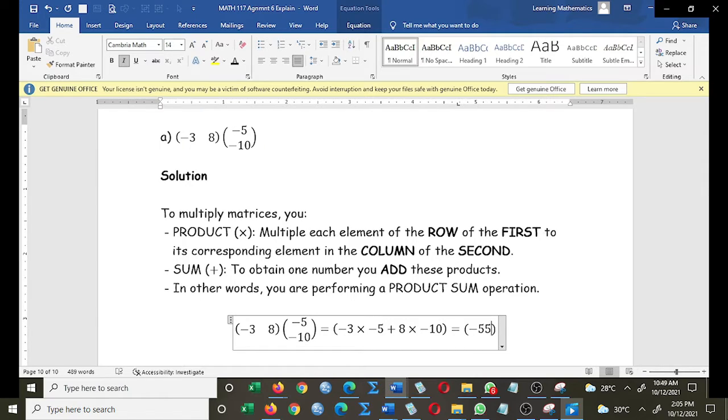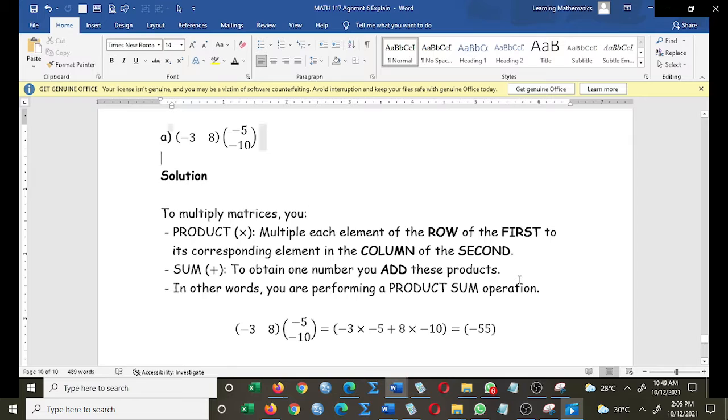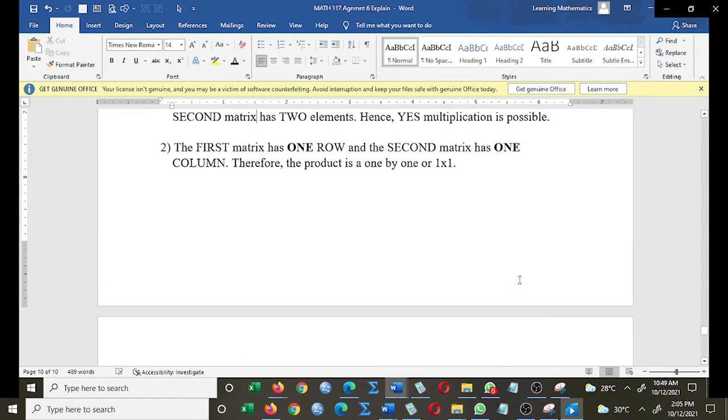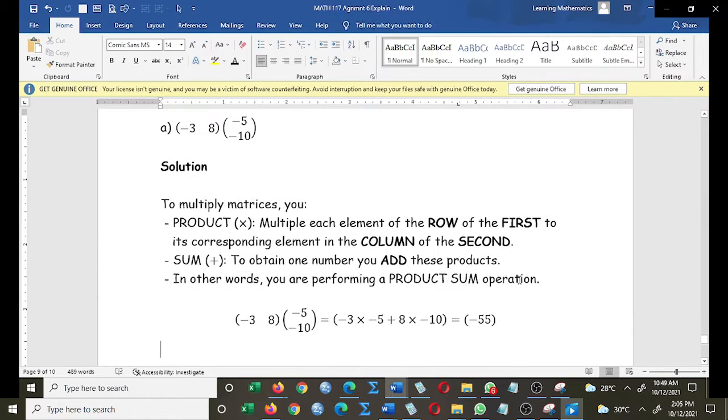Negative 55 is a 1 by 1. One row, one column. And we already proved that. We're going to get a 1 by 1. There it is. 1 by 1. So it's going to be negative 65, not 55. Oh, negative 65.